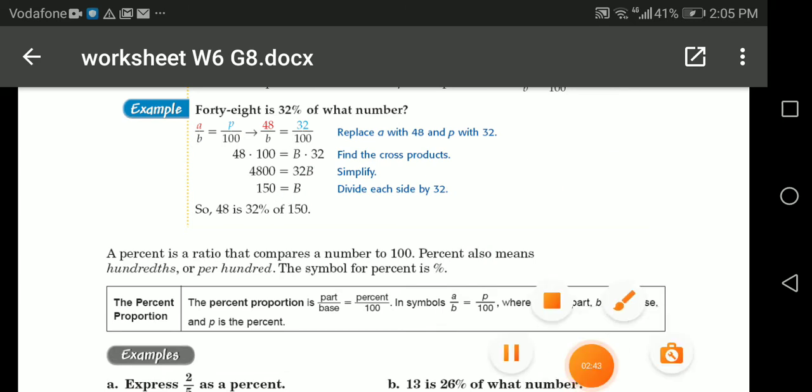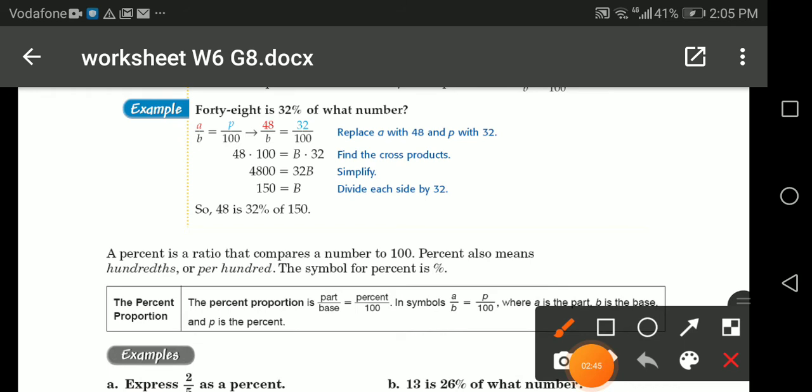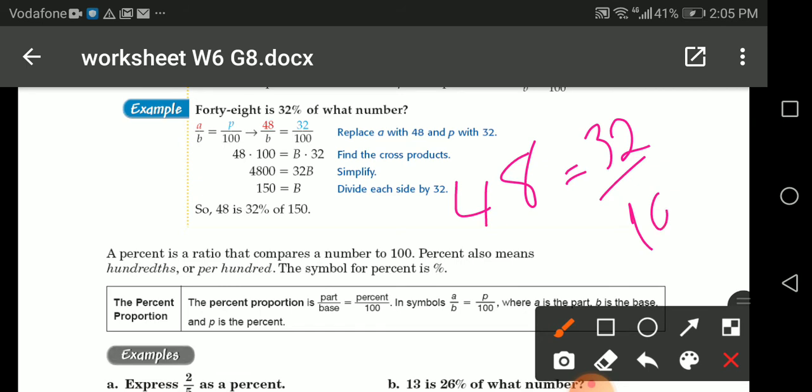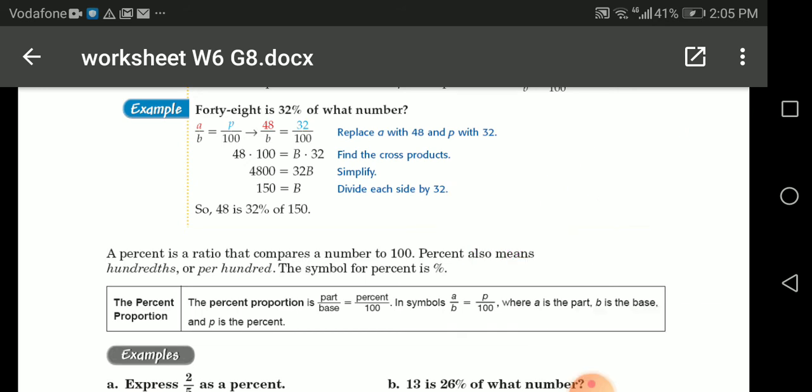It's easy. How can we do it again? Remember, if he asks you 48 is what percent, or 32% of what numbers? Percent means 32 over 100. Remember to write here the B, the number that you want to get the value of it.